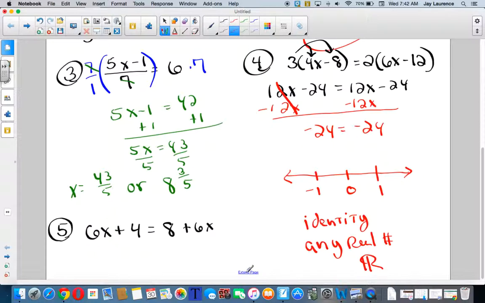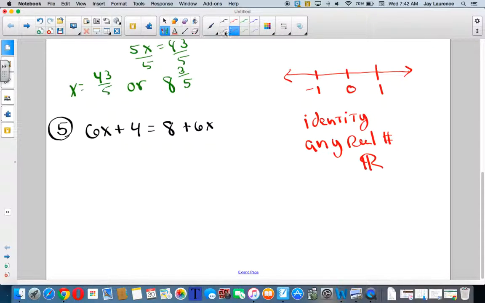All right, so let's see here. Problem 6. I've got variables on both sides. I'm going to take this 6x away, but I have to do the same thing over here. Oh, my variables canceled out again. I'll bet you think it's all real numbers. Here's why not. Because we got 4 equals 8.